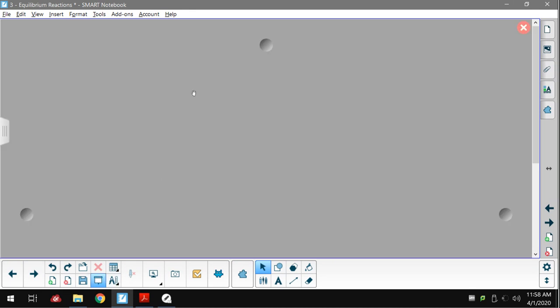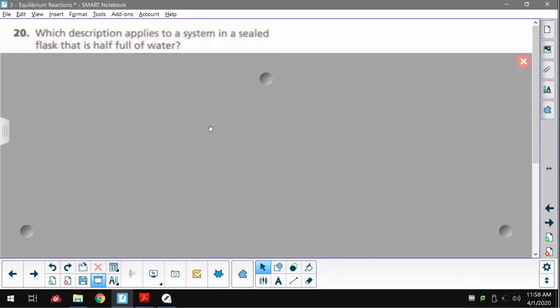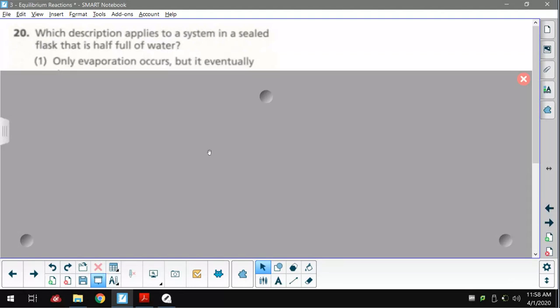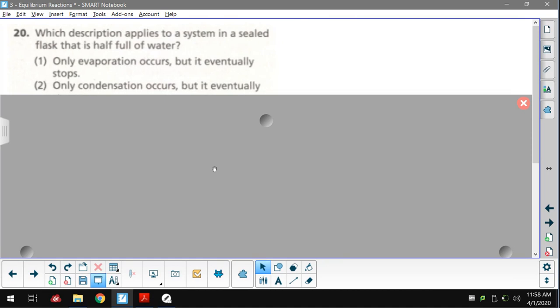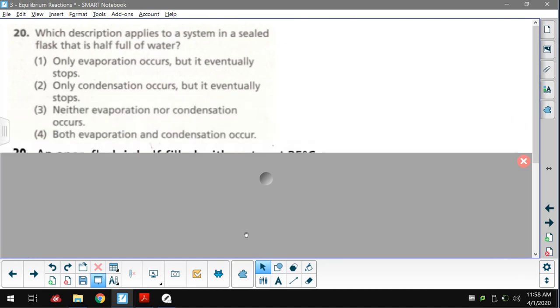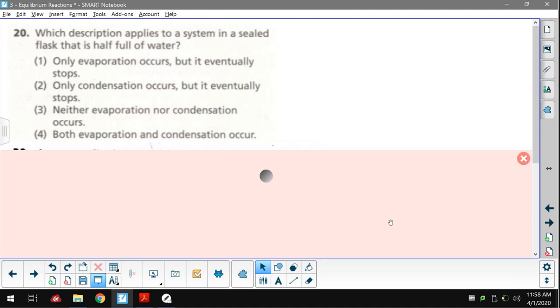Another question is like this. Which description applies to a system in a sealed flask that is half full of water? That's exactly what I was talking about before. A bottle of water. So in a bottle of water that's sealed, I mean, it's got the cap on, what's happening? Well, as the water evaporates, some of that water that's in the vapor phase is going to condense and change back into water. So only evaporation occurs? No, evaporation is going to occur and condensation is going to occur. So both evaporation and condensation occur, and that's what you have in an equilibrium.